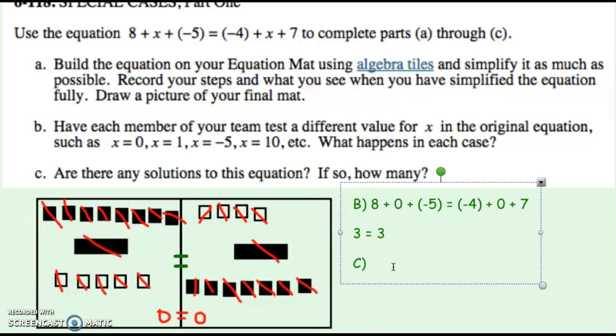And that's how we know the answer to C, are there any solutions to this equation? It would be all numbers are solutions, because the left side will always equal the right side. That's what 0 equals 0 represents when we do this work, that whatever you put in on the left will equal whatever you put on the right.